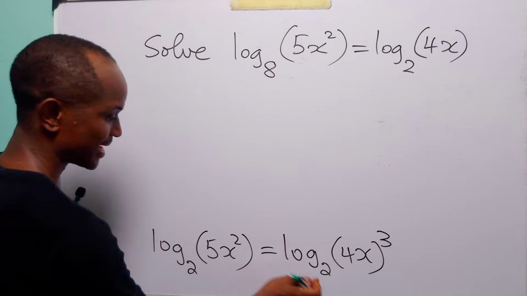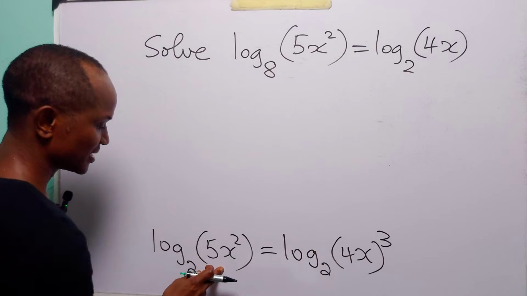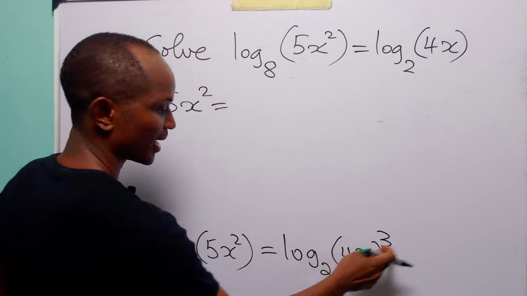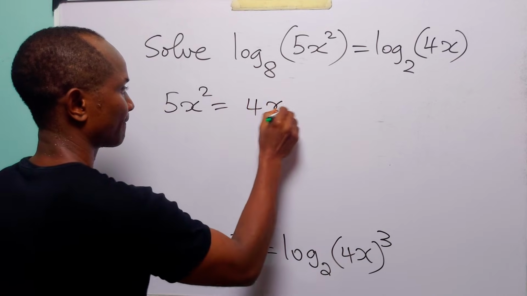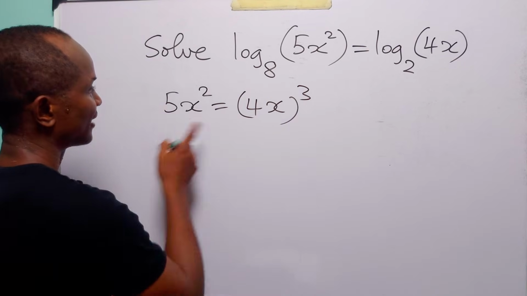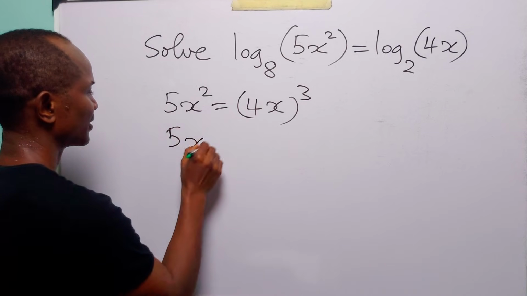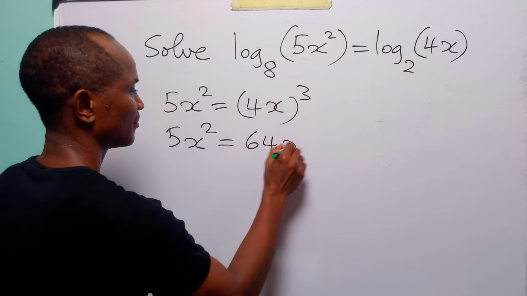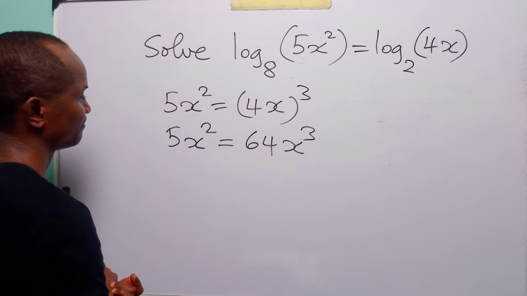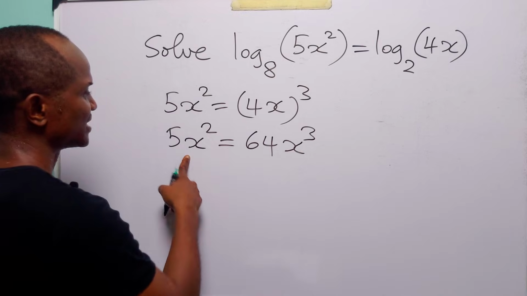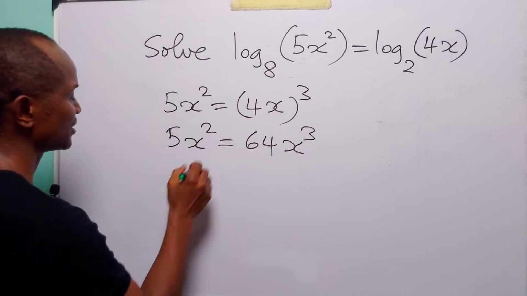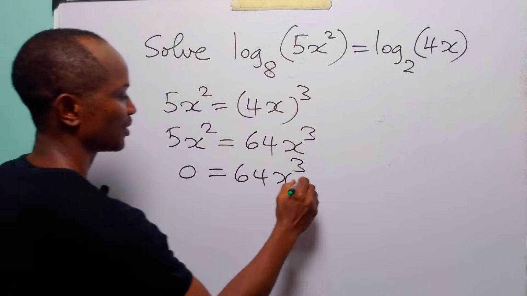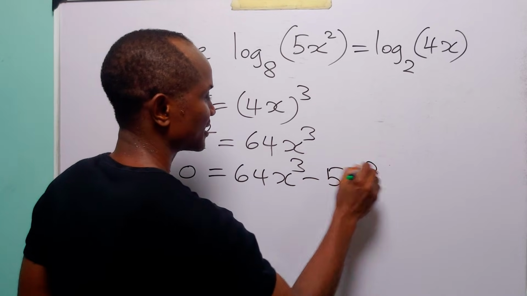Now, when you compare both sides of this equation, it's very easy to see that 5x squared is equal to 4x to the power 3. And of course, from here we have that 5x squared is equal to 4 to the power 3, which is 64, times x to the power 3. Now, let us move this term over to the right hand side. When we do that, we have that 0 is equal to 64x cubed minus 5x squared.